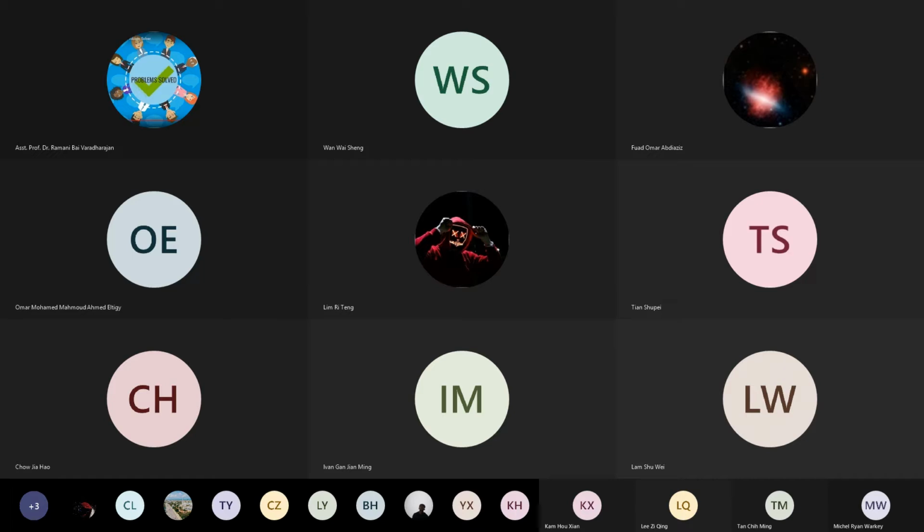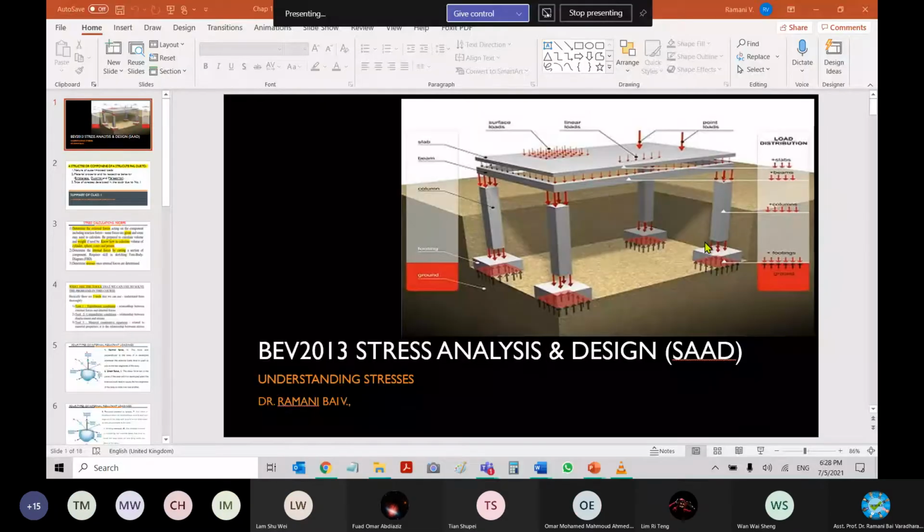Take the second one. Okay, let me go to the second slide. So once you learn how to analyze this stress, in addition to the forces you have learned so far, now you need to know how to analyze what?